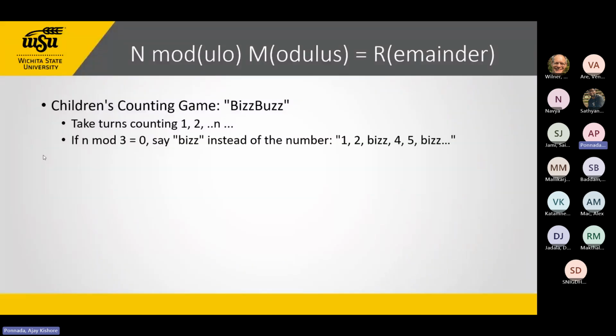If we say mod 3, so if the number is exactly divisible by 3, then we'll say biz. So 1, 2, biz, 4, 5, biz, 7, 8, and biz. So like that, we'll take turns. The person who gets mod 3 as 0 should say biz instead of the number. And if the number is perfectly divisible by 7, then we say buzz. So 6 is going to be biz, 7 is going to be buzz, 8, biz, and 14 is going to be buzz.